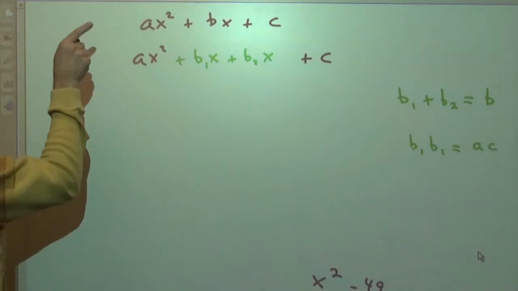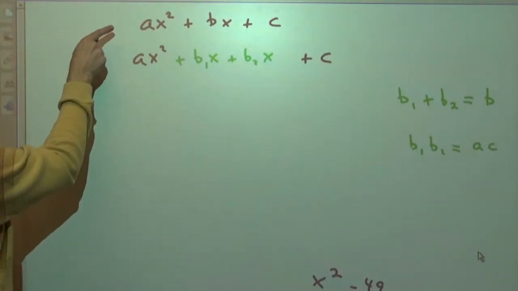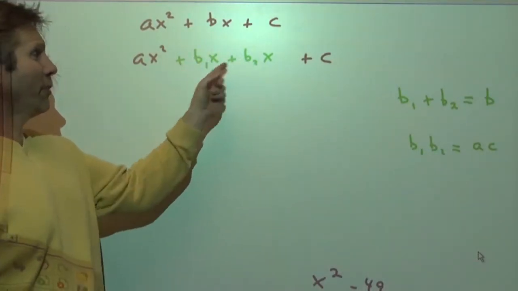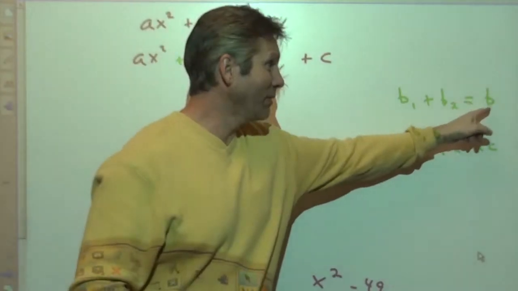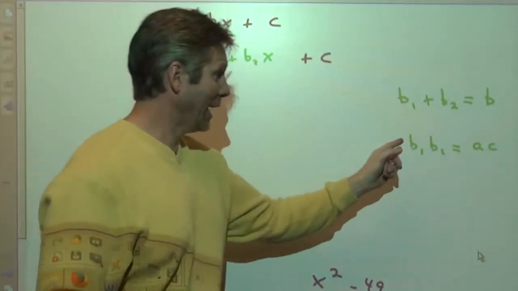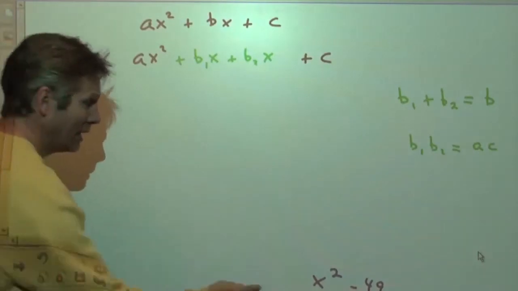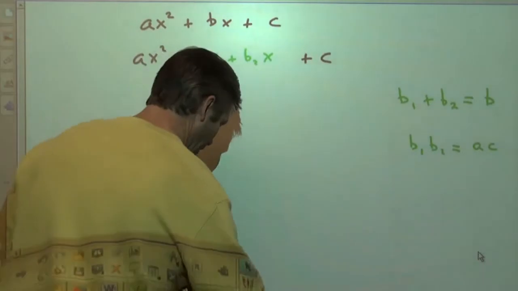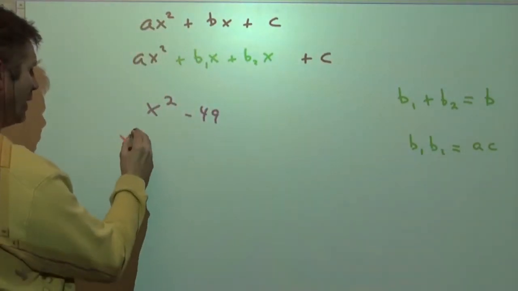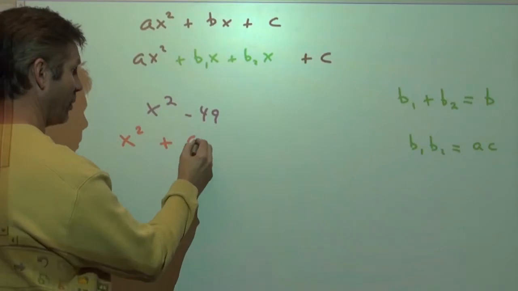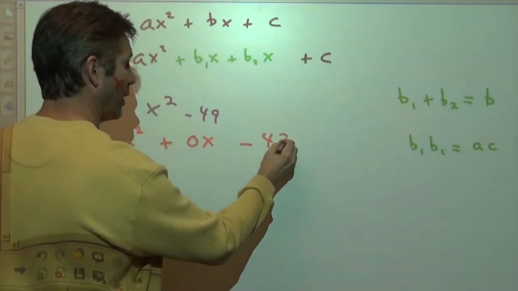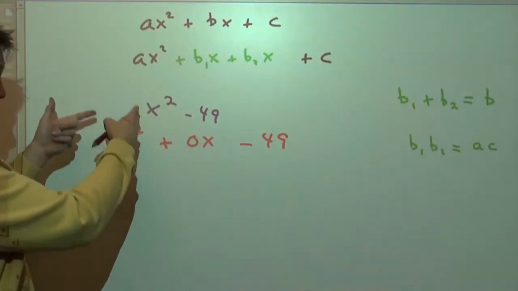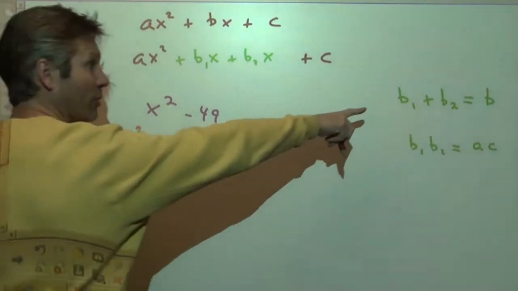We learned in the last video that we want to go from a quadratic trinomial to making it have 4 terms and replace the linear term with 2 other terms whose coefficients add to the original linear coefficient and who multiply to be a times c. Well, what happens if we have a special case like this guy right here, x squared minus 49? Well, no problem, because we can write this as x squared plus 0x minus 49. We can add a linear term that has a coefficient of 0 so that these two things are equivalent to each other.